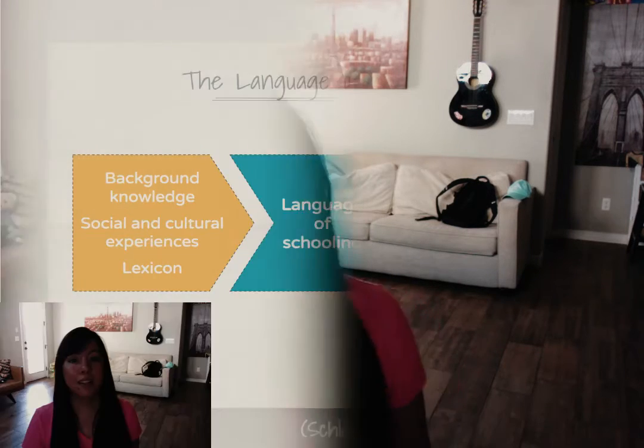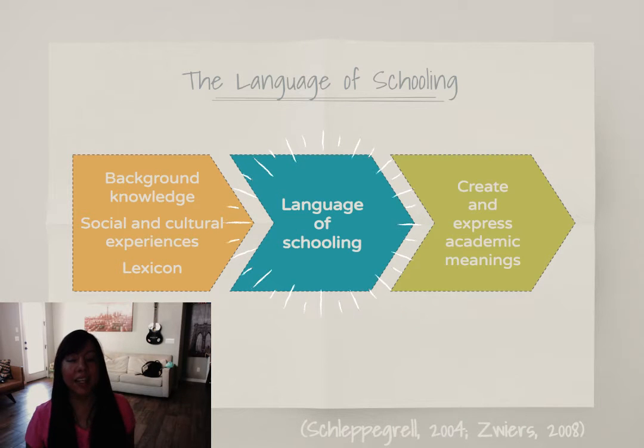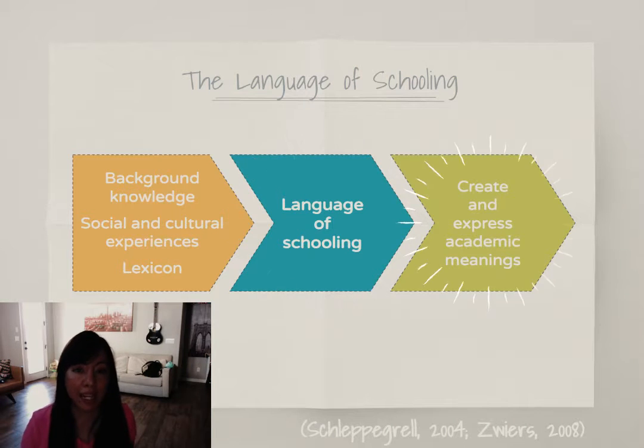I'm going to start with what is the language of schooling. According to Schleppegrell, language as a whole allows students to understand and express different meanings depending on their cultural and social context. The language of schooling is the language that allows students to create and express the academic understandings they need to succeed in the school setting.